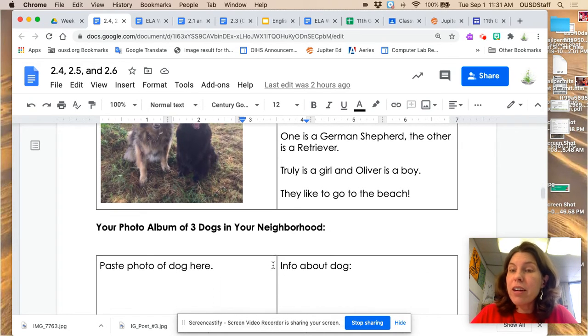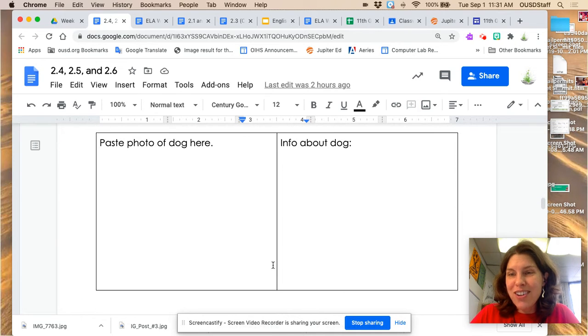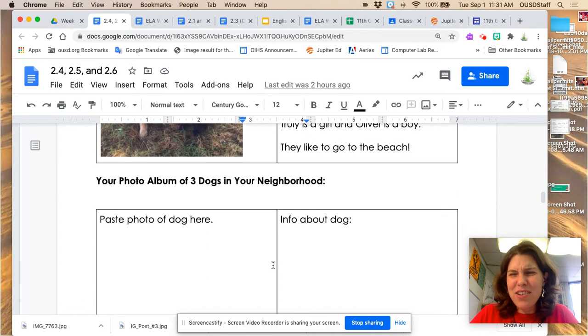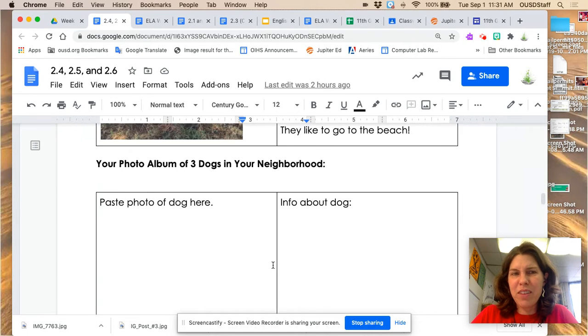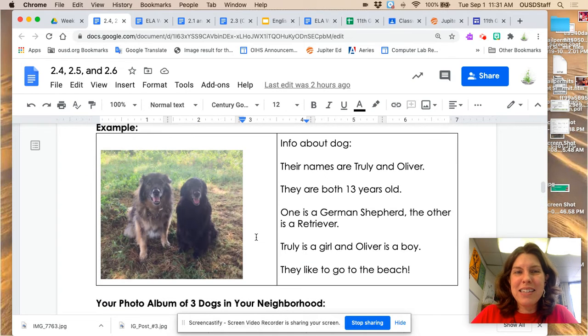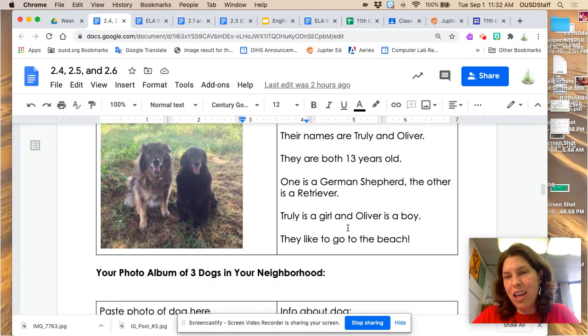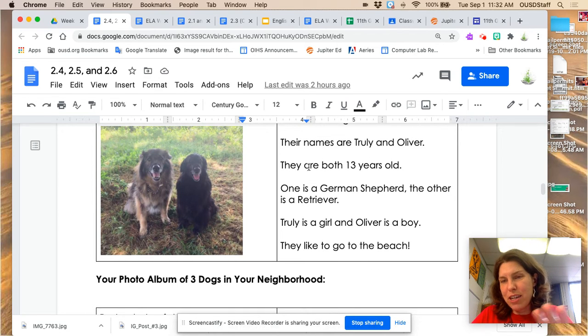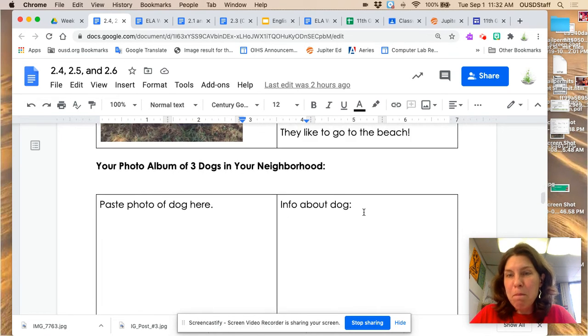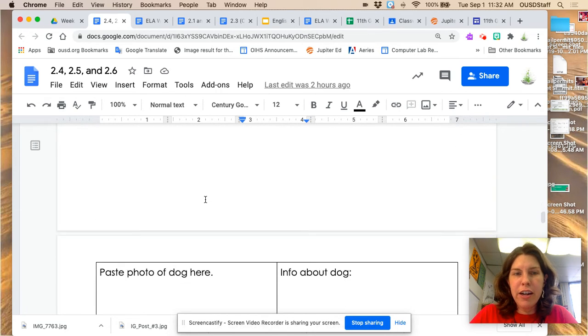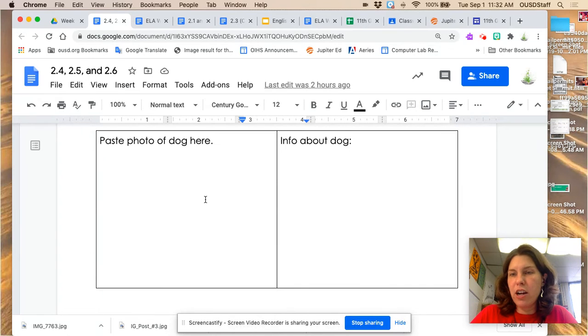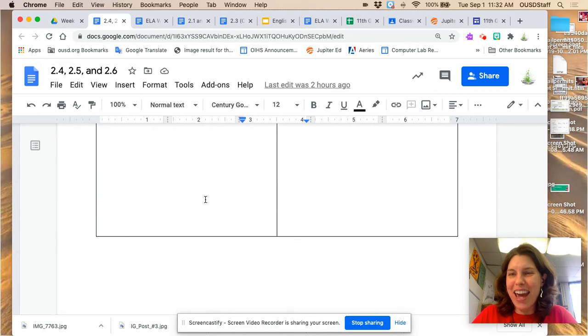And then you're going to come back to the computer, or yeah, I think you need a computer to do this assignment. I don't know if you can paste your picture in on paper. Then you paste the picture of your dog, the dog that you talked to, and you write down a little bit of information about the dog that you found out. It doesn't have to be all of this information. It can be just a little bit, but see what you can find out. So you have 3 spaces, one here, and one here to make your doggy photo album, okay?